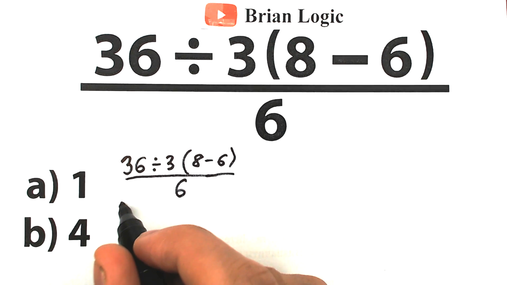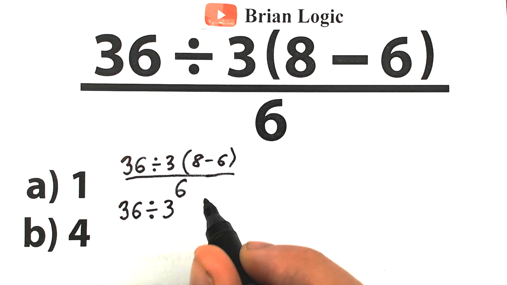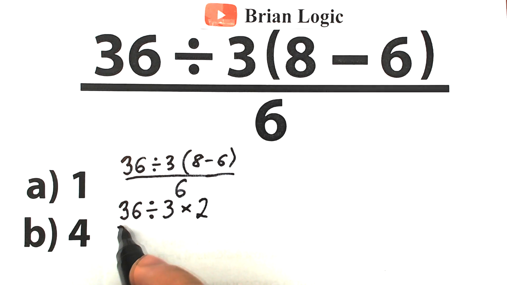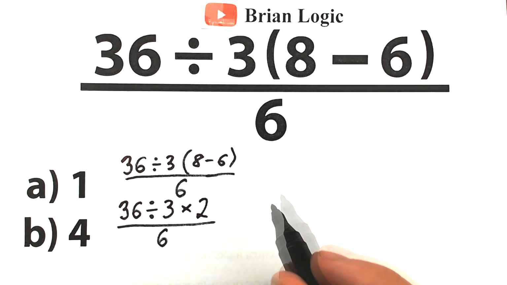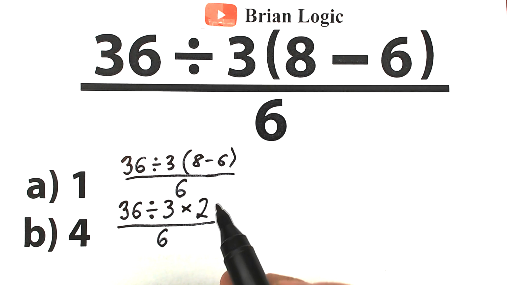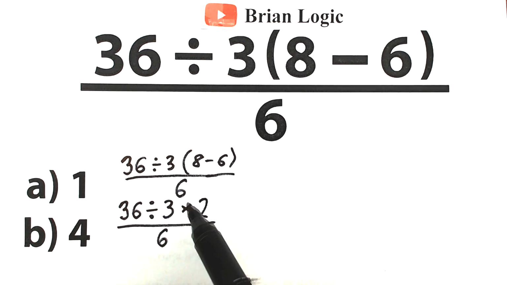So we have 36 divided by 3. Inside parentheses, we have 8 minus 6, which is equal to 2. So we have times 2, and we divide all of these by 6. So this is our first step: we evaluate our expression inside parentheses. What we're going to do next is the multiplication and division part. Right here, as you can see, we have division by 6. This is a very easy part for us. In the end, we divide by 6, but the main question hides right here.